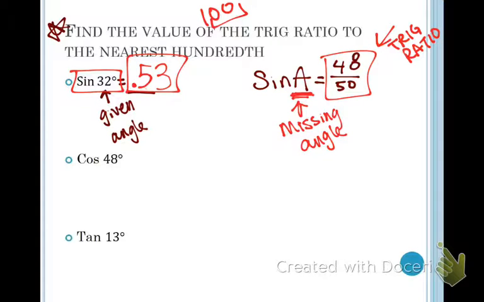So whenever you see sine, cosine, or tangent and a number directly next to it, you're literally typing it in your calculator as you see it. Okay? So cosine of 48. Type that in your calculator. So 0.67. We're rounding to the hundredth, which has 2 zeros.